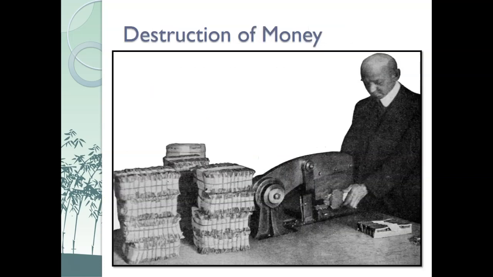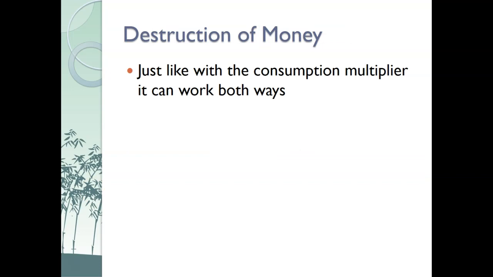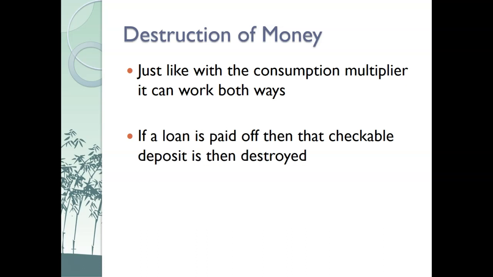So, destruction of money. Just like with the consumption multiplier, it can work both ways. Now, money is made through lending practices, but what happens when that money gets paid off? If a loan is paid off, then that check or deposit is destroyed because there's nothing to back that money. That $80 loan now isn't worth anything, so it gets canceled out. That's how money is destroyed as far as the financial accounting measures are concerned.